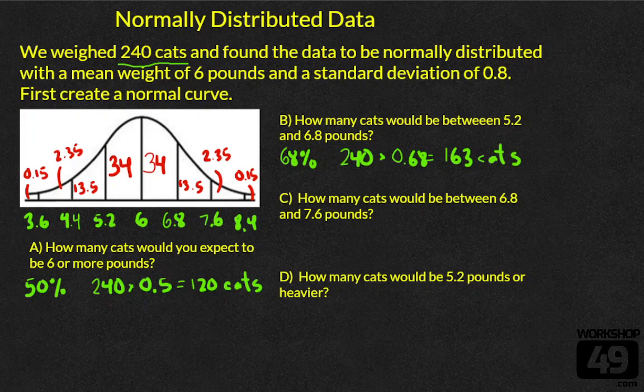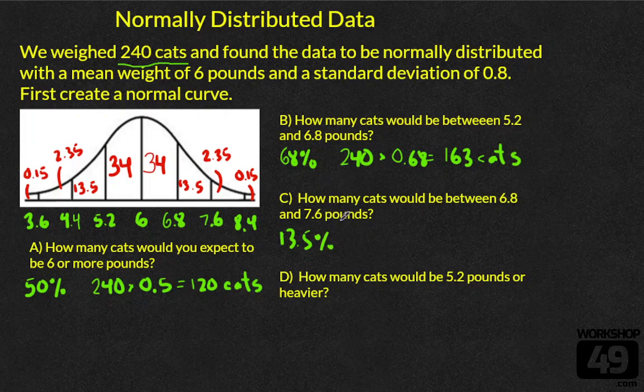Here's the first chance that we get to actually use the fact that we broke our normal curve up into little itsy bitsy pieces. How many cats would be between 6.8 and 7.6 pounds? Now, if all you used was the distributions that you were given, that's 68, 95, 99.7, this isn't actually one of those ranges, because 6.8 to 7.6 is right here. But because we took the time to chop our normal curve up, you can always use this. Once you know these numbers, they don't change. You can use them every time. We know that between 6.8 pounds and 7.6 pounds is going to be 13.5%.